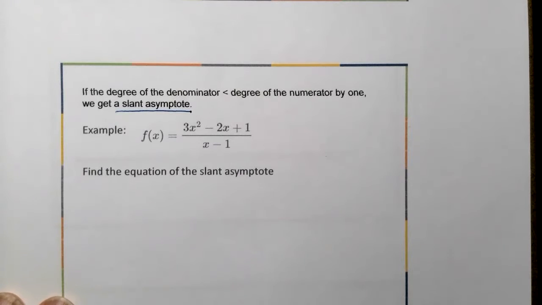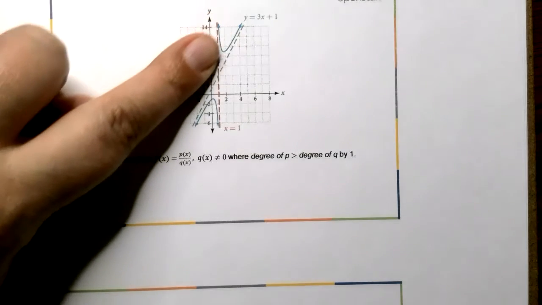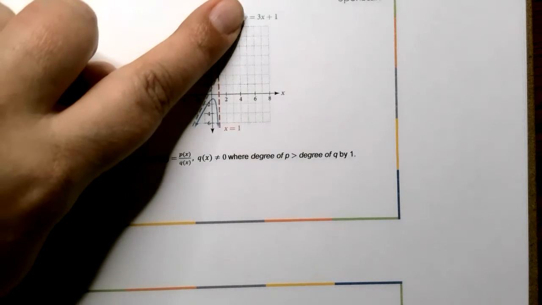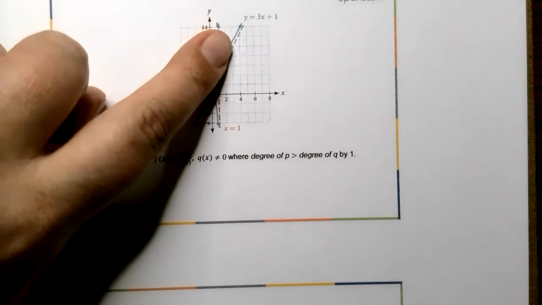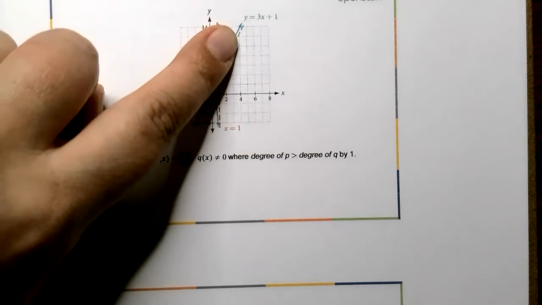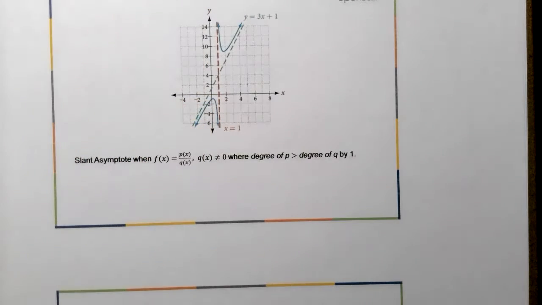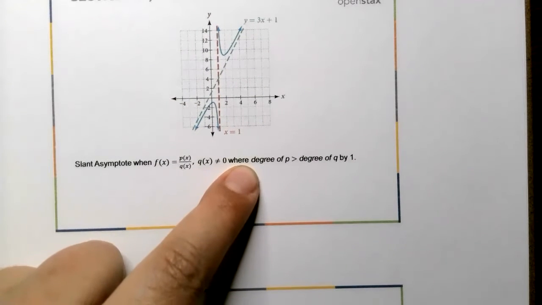Okay, and just a quick preview. This is what a slant asymptote looks like. It's a slant line, a linear function, and your graph will follow that line when x goes to positive or negative infinity. And that's what that slide says.